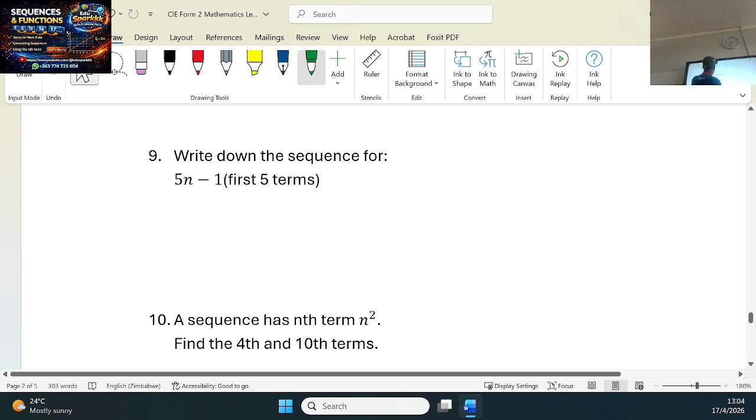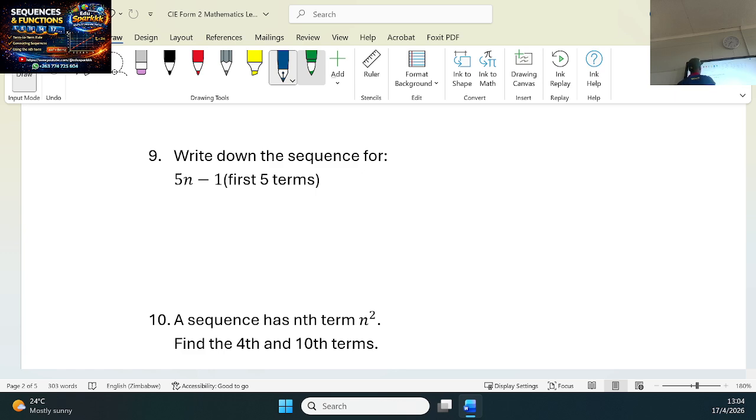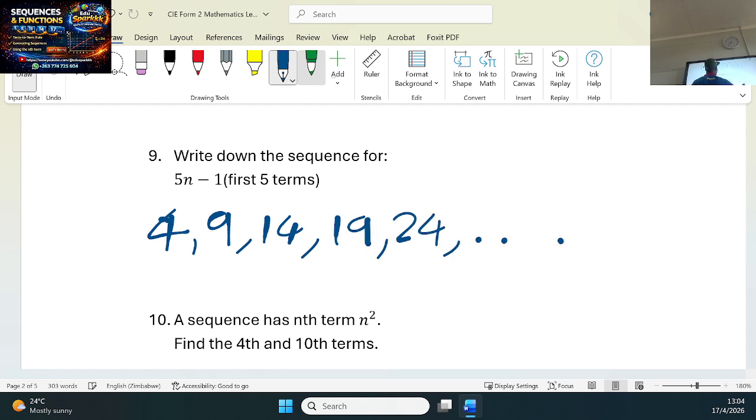Then number 9, write down the sequence for, we want the first 5 terms. So n is position. So 5 times 1, that's 5 minus 1. So it means the first position we have 4. 5 times 2, 10 minus 1, that's 9. We have 14, then 19, and 24. And the pattern goes on like that as we're substituting positions for n.